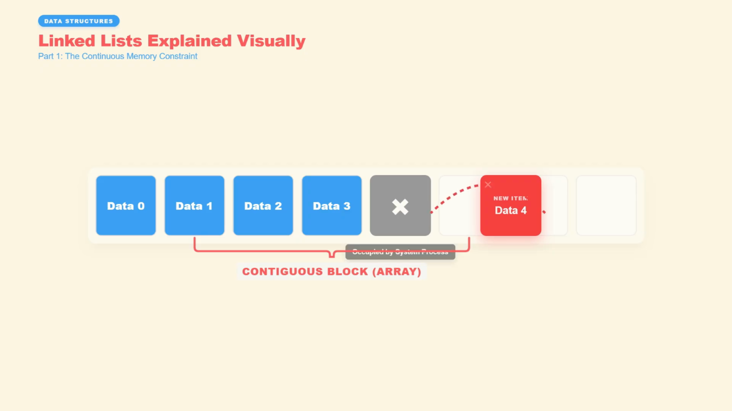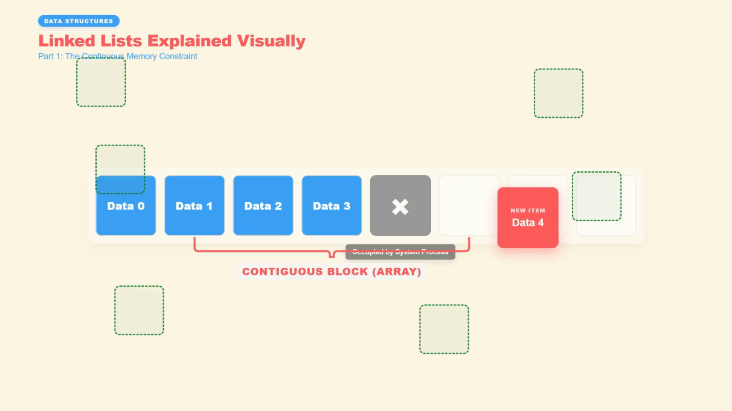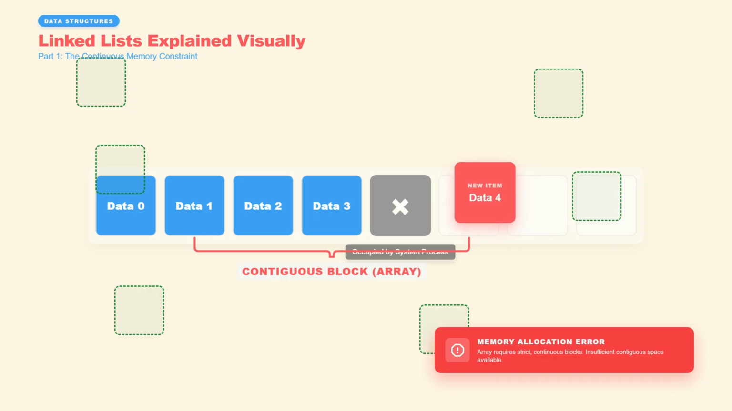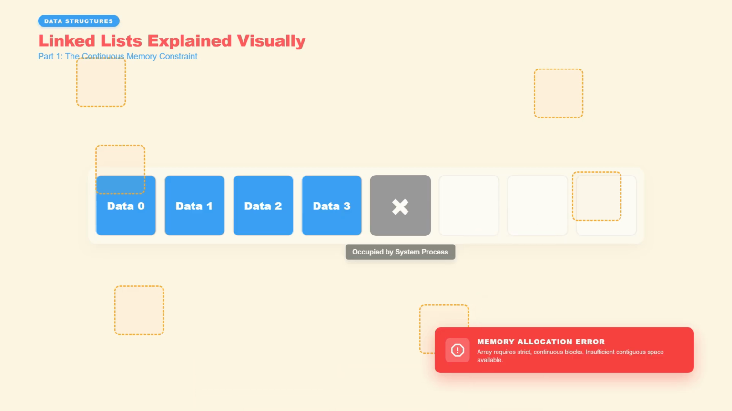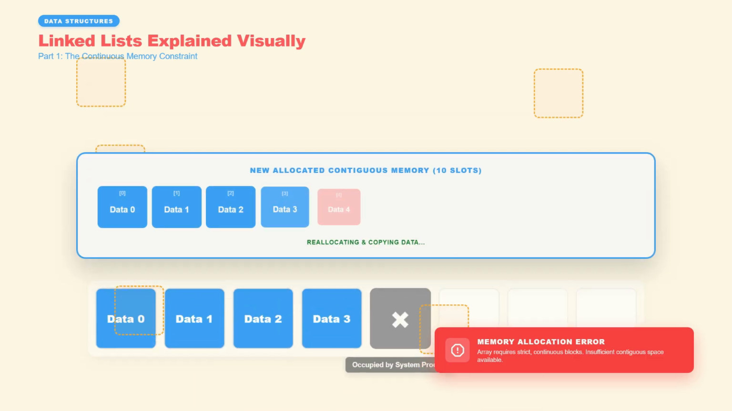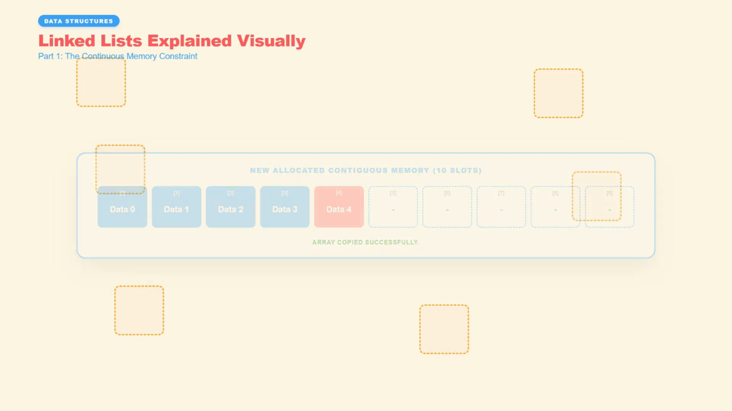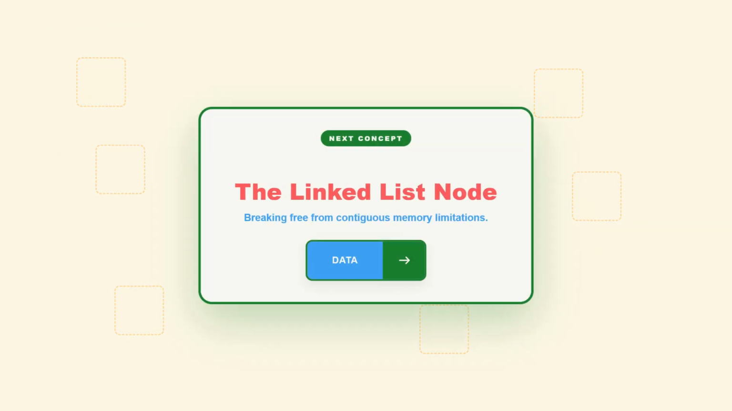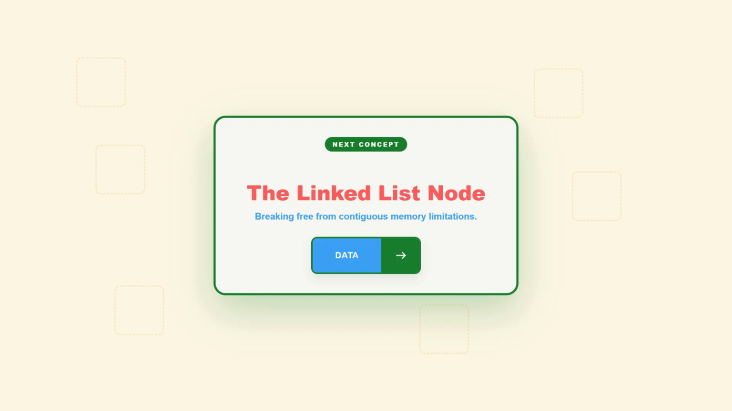The array cannot simply jump over the roadblock. It is stuck. Even if your system has plenty of total free space scattered across other locations, the array cannot use it because it demands strict, continuous order. This fragmentation means memory is wasted, and resizing your data becomes an expensive operation of copying everything to an entirely new location. We need a data structure that can break free from this restriction and utilize scattered space efficiently.